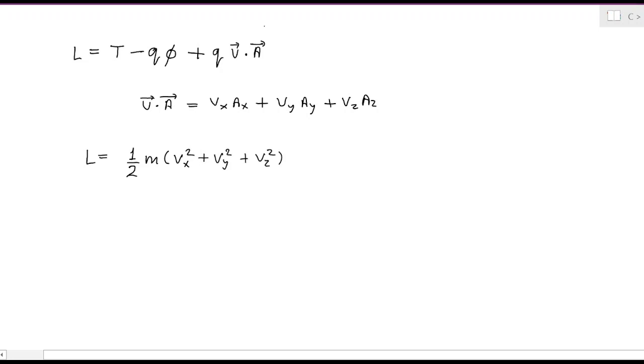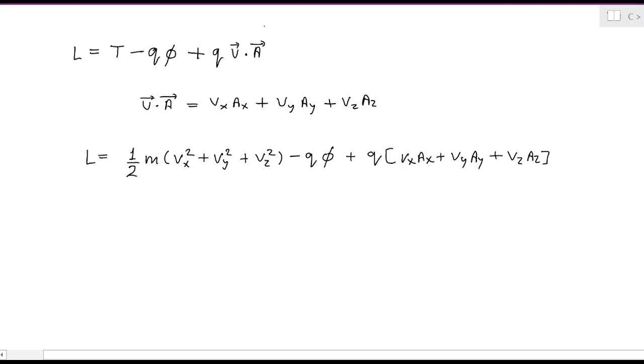Fine. This is your T. So we have put the value for T. Now Q will remain as it is, phi will remain as it is, now plus Q times, I am putting the value of V dot A, that is Vx Ax plus Vy Ay plus Vz Az. Fine. So till now it is very simple.